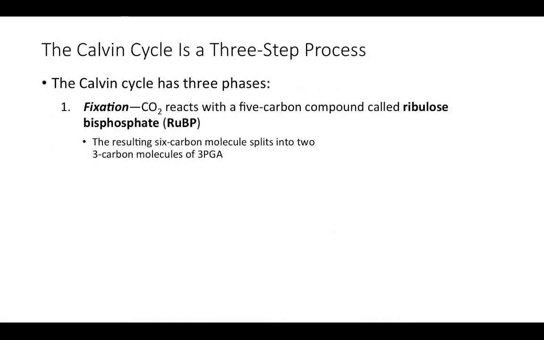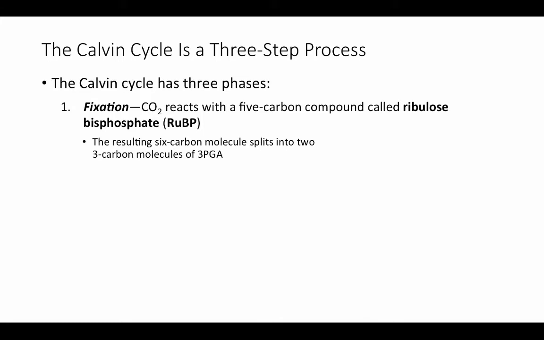So a single turn of the Calvin cycle is a 3-step process. It has 3 phases. The first phase is fixation of carbon dioxide. So basically the carbon in that carbon dioxide is going to react with a 5-carbon compound called ribulose bisphosphate. We'll just call it RuBP. That 5-carbon RuBP is going to be transformed into a 6-carbon molecule. The 6-carbon molecule is going to have 2 phosphate groups attached to it.